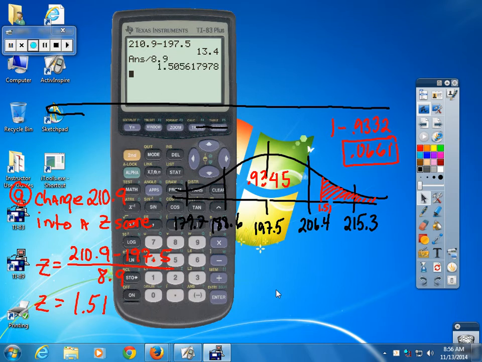1.51. That's right. So we go to the handy dandy table, or we hit second VARS and go to, what is it, normalcdf, and type in 1.51 comma 9999 close parenthesis, enter. 0.0655. That's the answer. Hmm? The computer's wrong. Well, that's the answer, because we got that with the table and we got it with this.